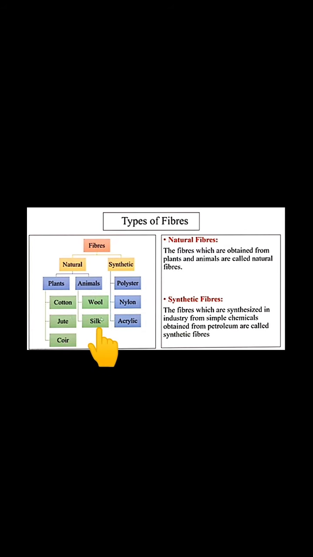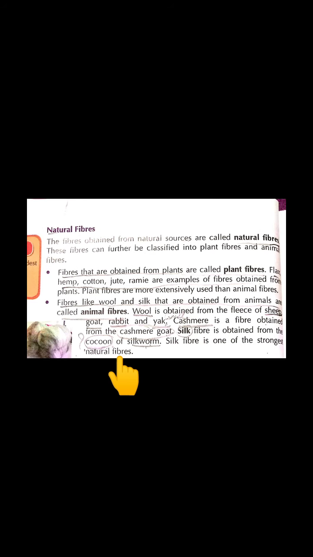Wool and silk we get from animals. Fibers like wool and silk obtained from animals are called animal fibers. Wool is obtained from the fleece of sheep, goat, rabbit and yak. Cashmere is a fiber obtained from the cashmere goat. Silk fiber is obtained from the cocoon of the silkworm. Silk fiber is one of the strongest natural fibers.